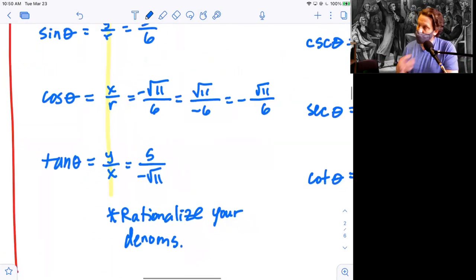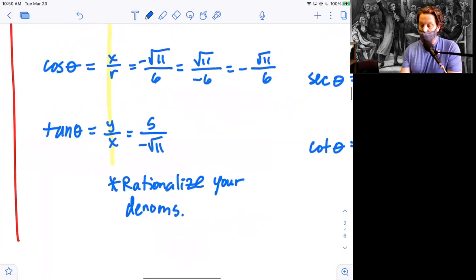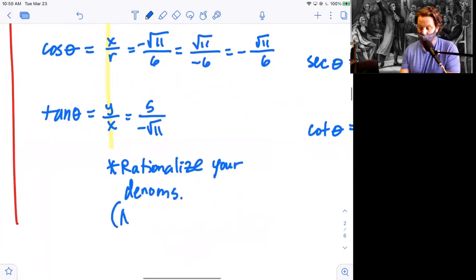Okay, so what does it mean to rationalize our denominators? No radicals downstairs, okay? No radicals downstairs.